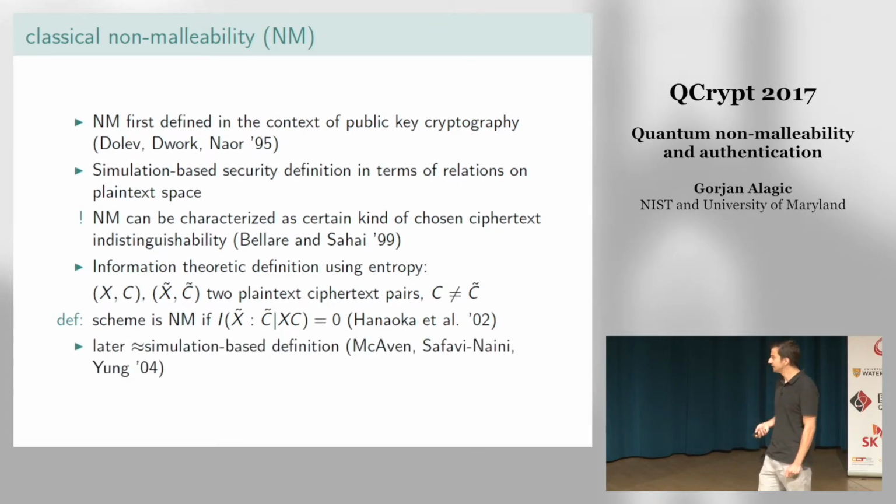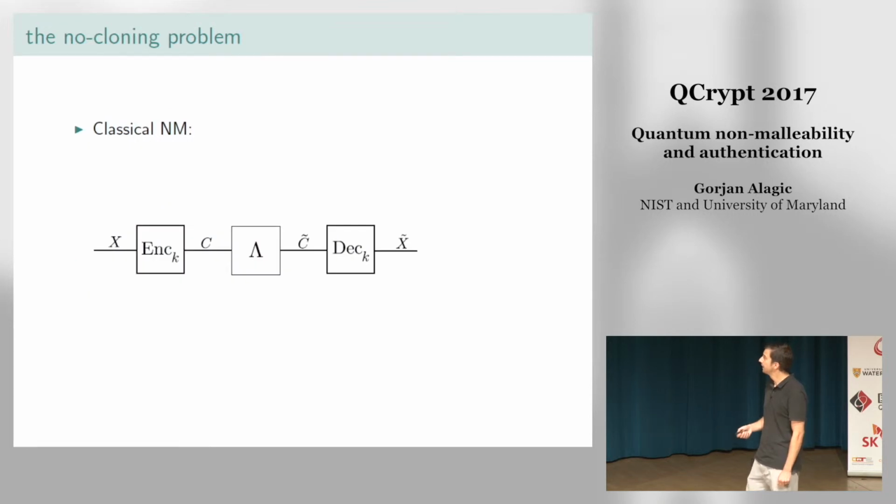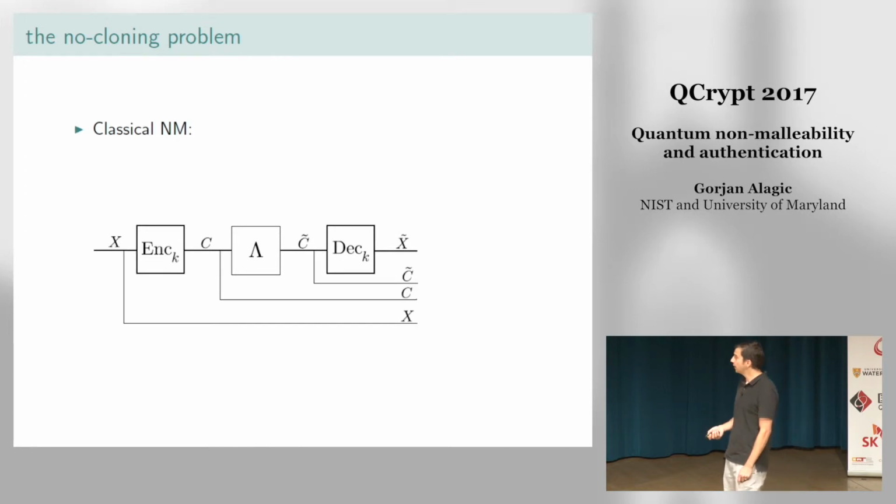Okay, so there's also a simulation-based definition more recently, which is also, in some sense, analogous to our simulation-based one. So here's the picture, classical still. Here's this plaintext X, our original message. It gets encrypted to some ciphertext. Then the adversary touches it somehow, changes it to some other ciphertext, and then we decrypt it to some other plaintext X tilde.